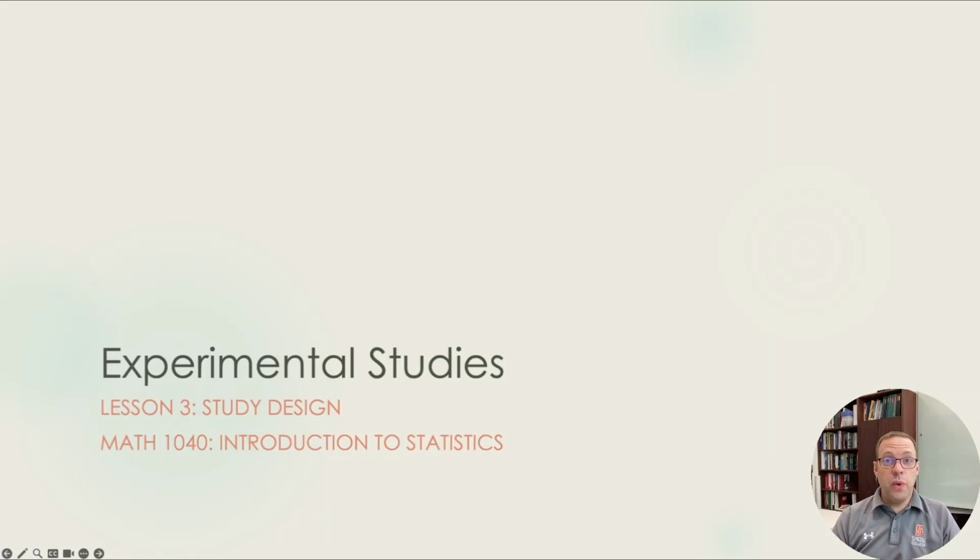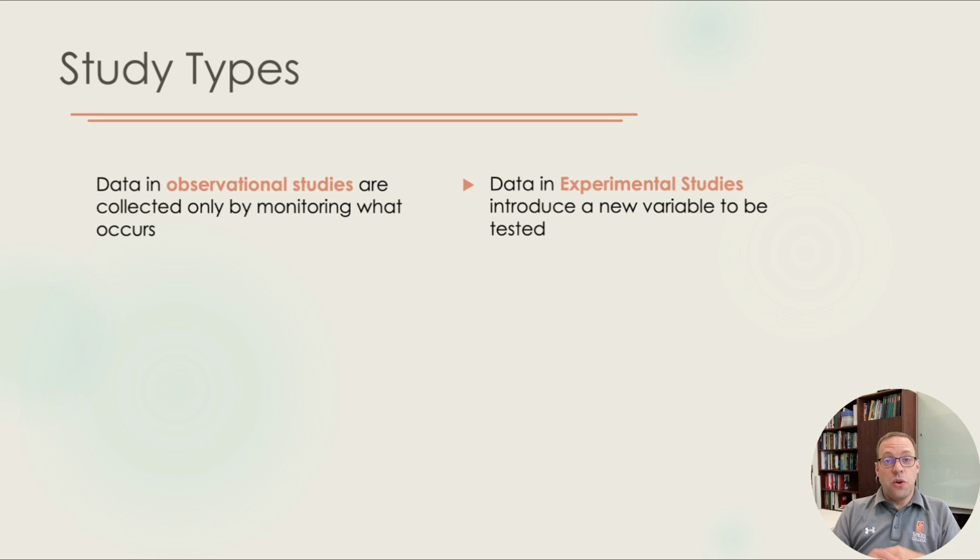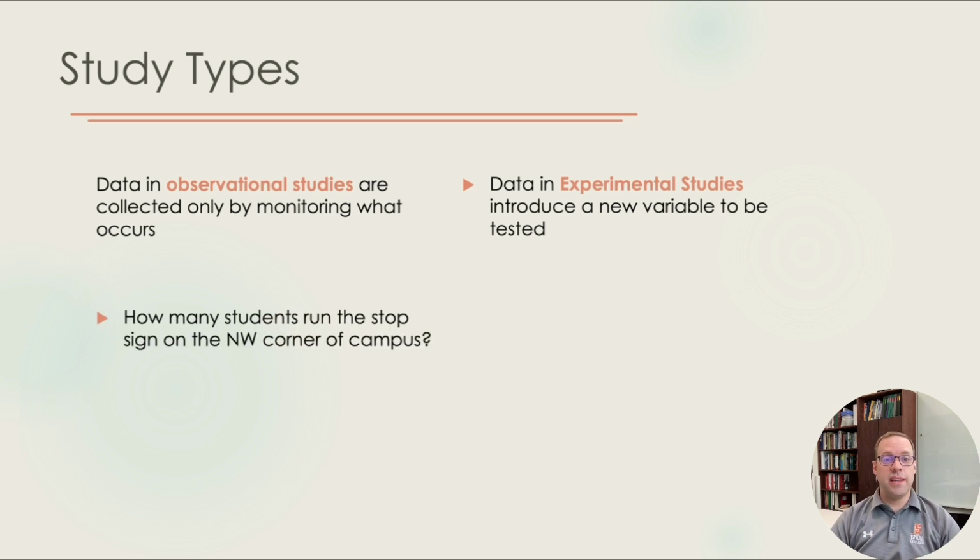In our last video, we talked about observational studies. Now we're going to turn our attention to experimental studies. So we saw that an observational study is collected by monitoring what occurs. We decided that this can be done either by watching it as it occurs or collecting data retroactively, or retrospectively was the term we used.